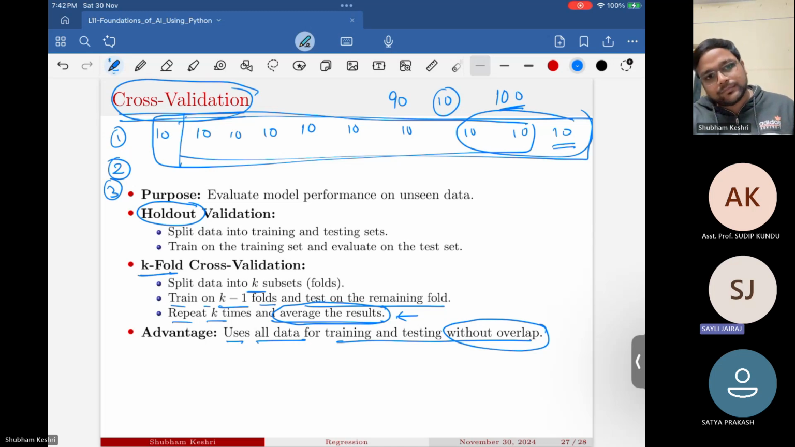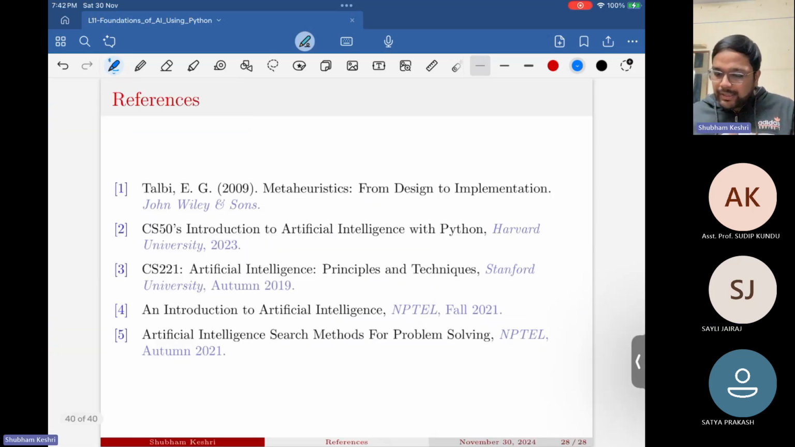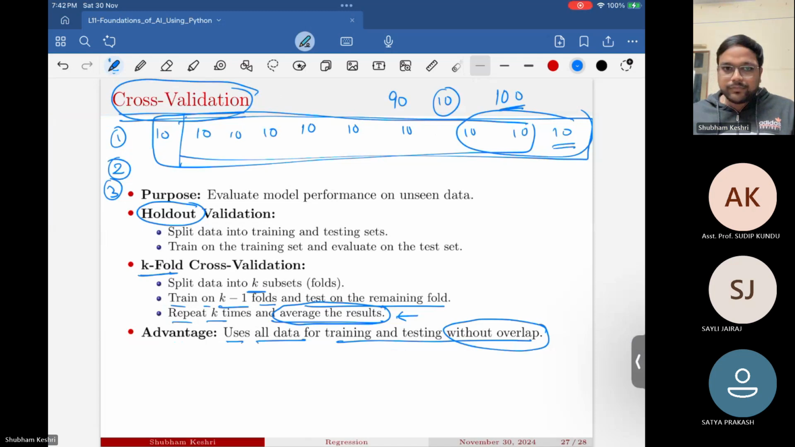So this is the end of this lecture. I have written some code to explain, but it will take some time. Therefore, I don't think it is wise to start that now. So I should end the class today.